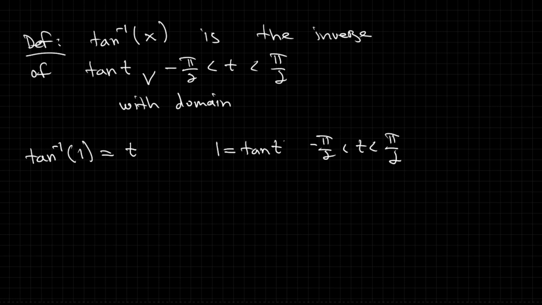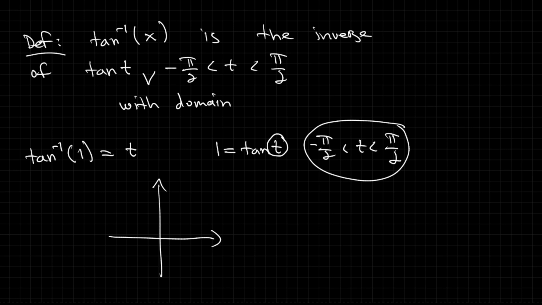So you would be searching for some angle t between minus pi over 2 and pi over 2 such that tangent of that angle is 1. And again, it's useful to have a unit circle picture of the t's that satisfy t between minus pi over 2 and pi over 2. That is this right half of this unit circle.